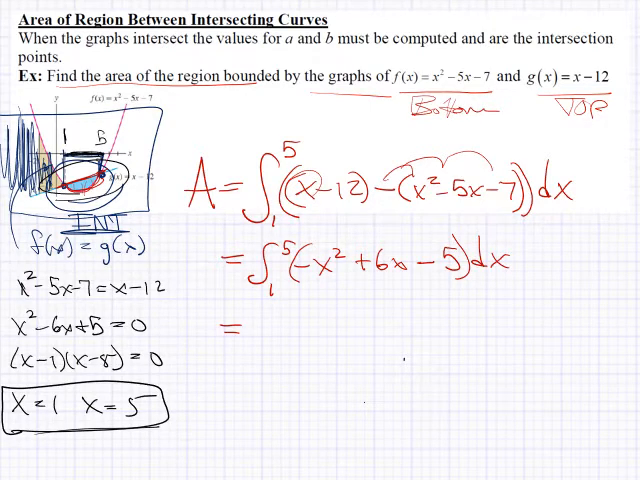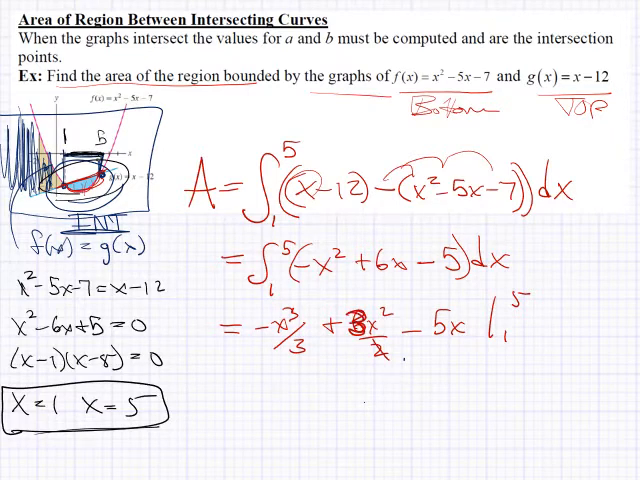This should be the easy part. The hard part was setting up what would give us the area. Now we need to actually integrate. Pretty easy. Negative x cubed over 3 plus 6x squared over 2 minus 5x between 1 and 5. I would simplify this to be just 3x squared. So I'm going to plug in 5. I would get negative 125 over 3 plus 75 minus 25.